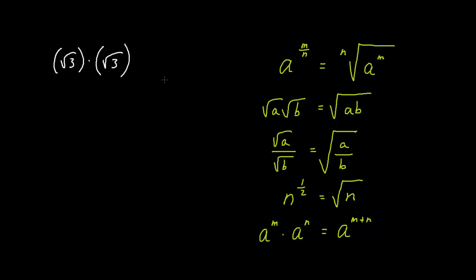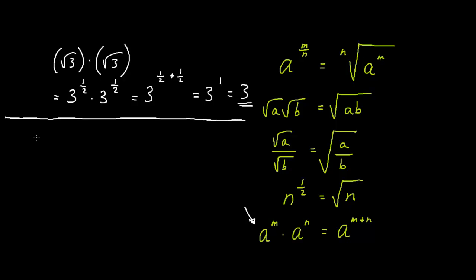So, how would we simplify root 3 multiplied by root 3? Well, what we have here is 3 to the power of a half times 3 to the power of a half. And using this rule over here to my right at the bottom, we get 3 to the power of a half plus a half, which is 3 to the power of 1, which is 3. Therefore, root 3 multiplied by root 3 is 3.